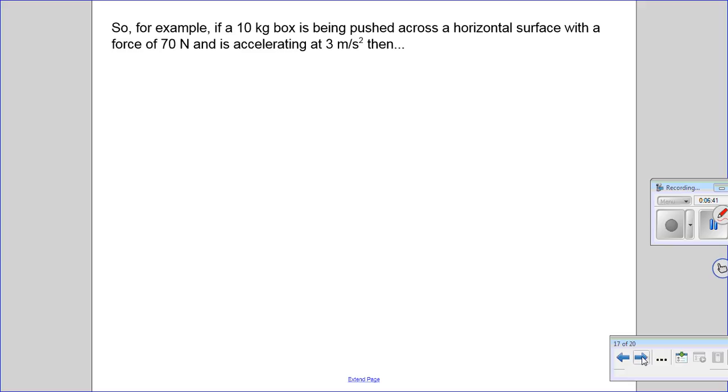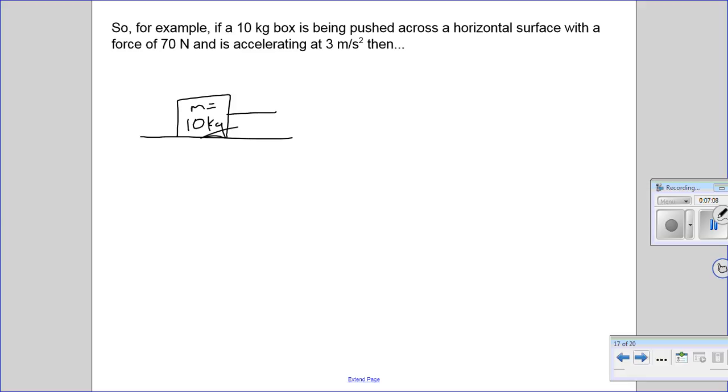Okay, so there's not a whole lot to this one. You're going to be solving problems like this. This one says a 10-kilogram box is being pushed across a horizontal surface. So let's draw it. Here's the surface, here's the box. I always like to write the mass of the object in the box. And it's being pushed across a horizontal surface with a force of 70 newtons.